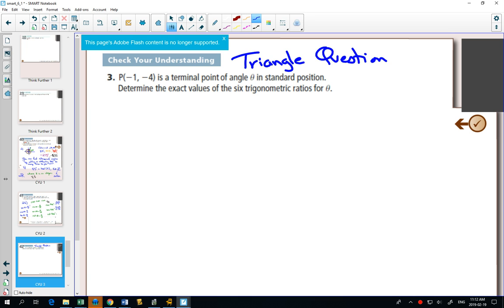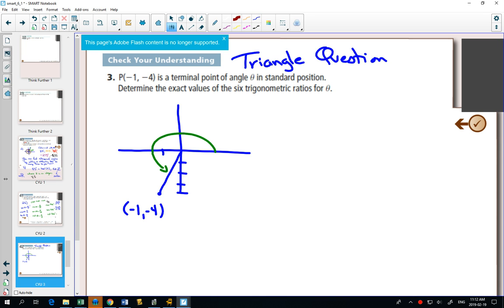In this example, we've got a point (-1, -4) that is a terminal point of an angle theta in standard position. So if I just draw what that means, I've got the point (-1, -4). Angle in standard position, this would be theta. And we have to determine the exact values of the 6 trigonometric ratios for theta.